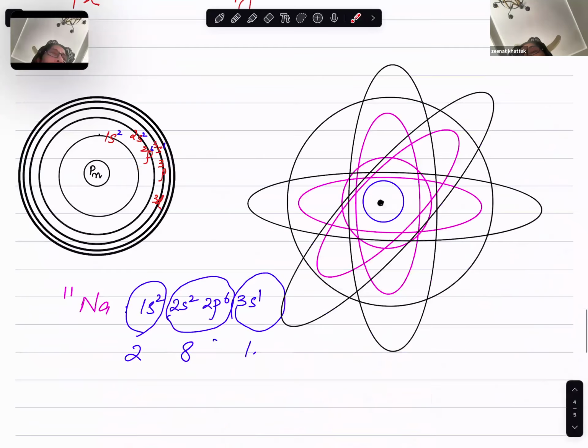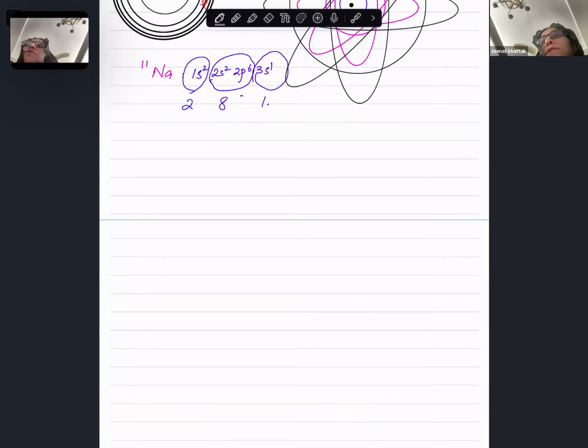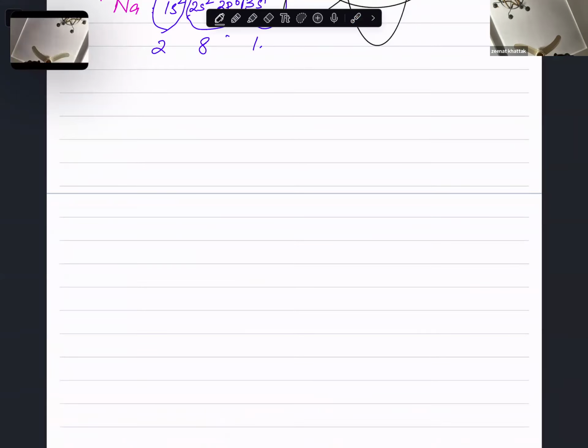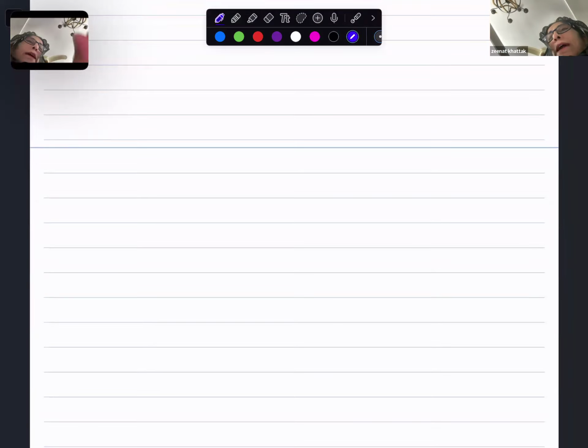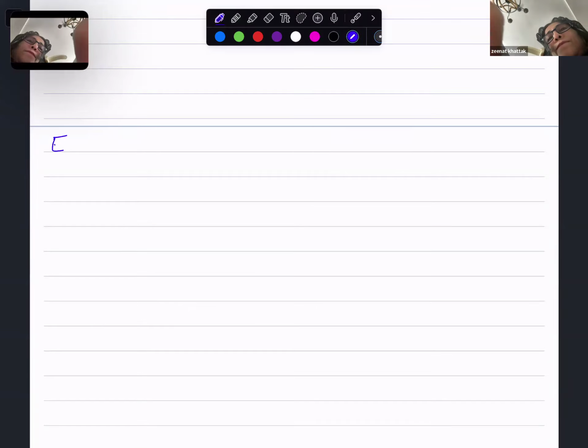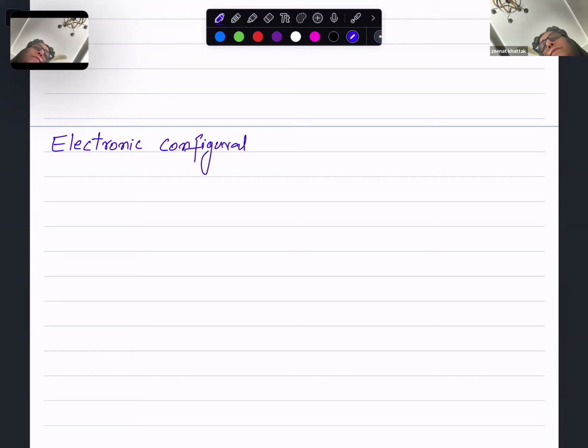Okay. Now, electronic configuration. What is the first rule? Electronic configuration, right?